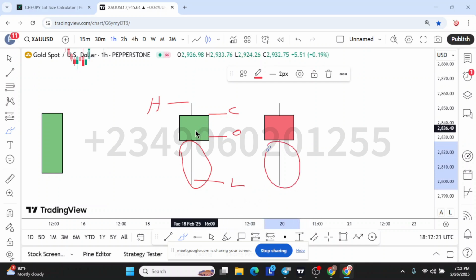So for a pin bar, we can have it in a bullish color and you can have it in a bearish color. The color here doesn't matter.